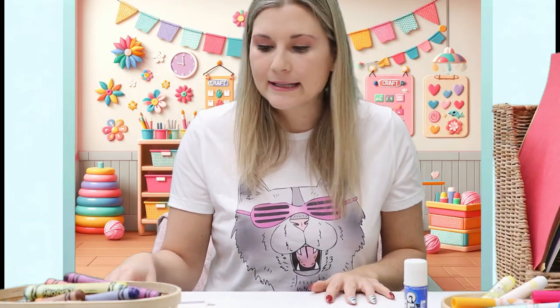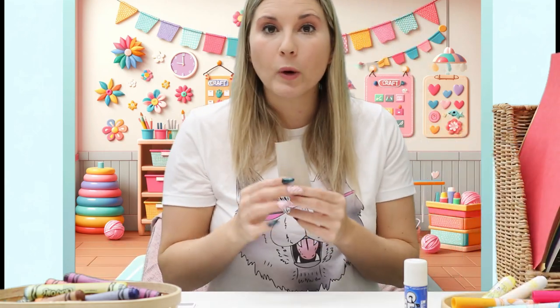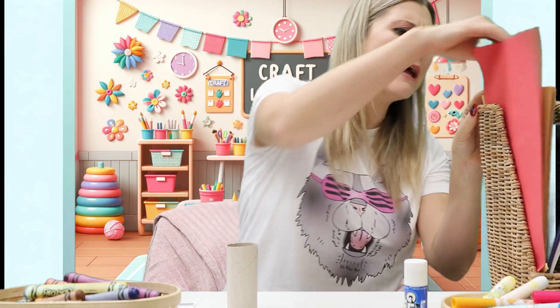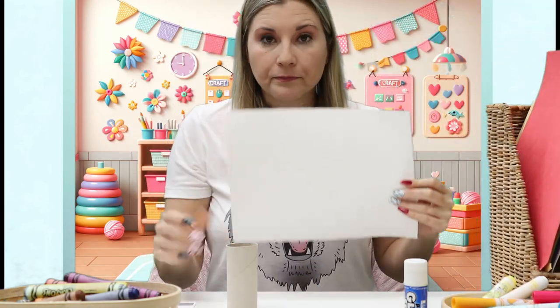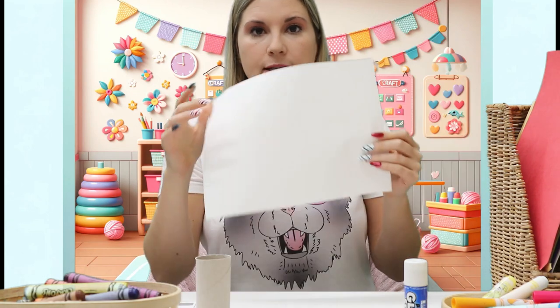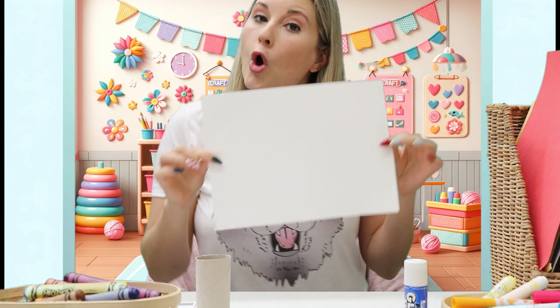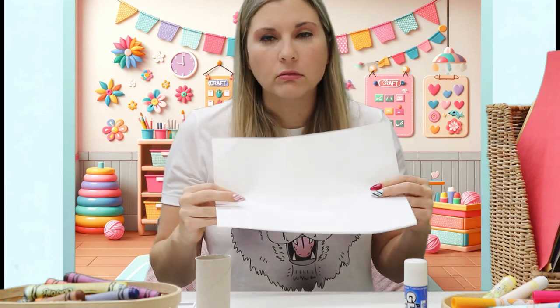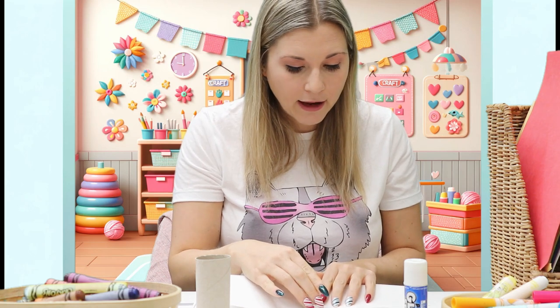All right, we're going to make a chicken. We're going to need our toilet paper roll. And we're gonna find some white paper. Okay, we're gonna take our white paper and we're gonna hold it the long way, which is called landscape, or also called, well, sometimes we call it hot dog. We're gonna fold that in half.